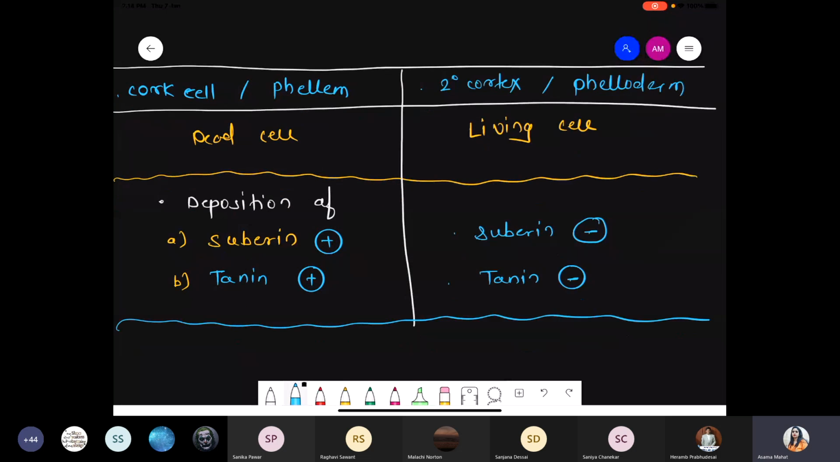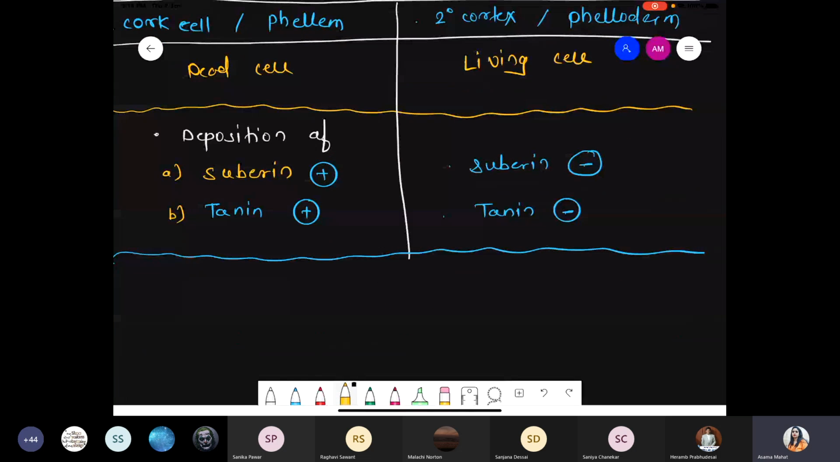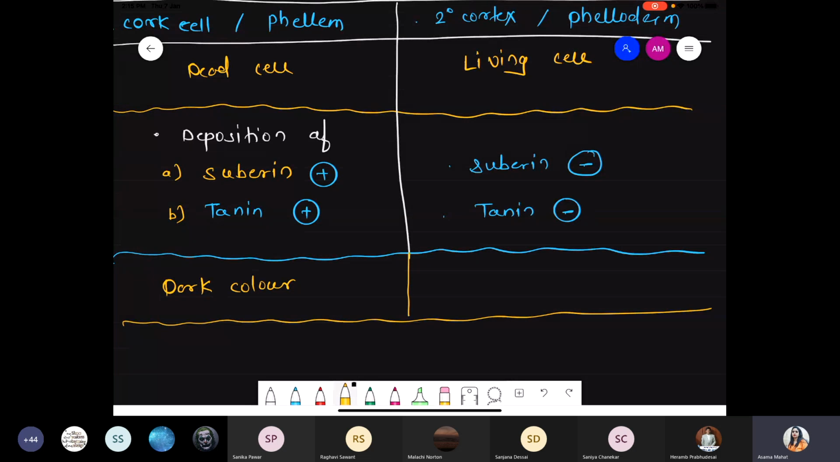Now next, when we talk about color of the cells: due to deposition of suberin and tannin, cork cells obtain a dark color. While the secondary cortex is a living tissue, made up of parenchyma, and it is lighter in color because there is no deposition.